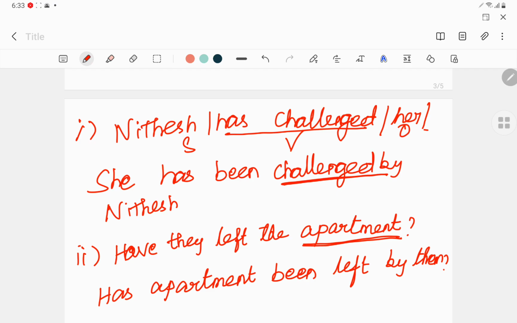Have they left the apartment? அவர்கள் அப்பார்ட்மெண்ட்டை காலி பண்ணிட்டாங்களா? Have they left the apartment, like that? If you ask, what is the answer? What is the passive form? Has apartment been left by them? அந்த அப்பார்ட்மெண்ட் வந்து அவங்களால காலி பண்ணப்பட்டுச்சா? Okay, so this is the difference.